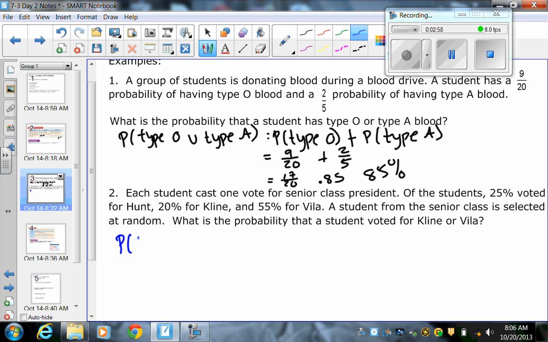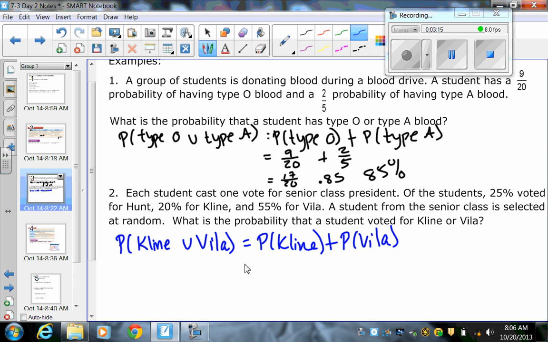So I have the probability of Klein or Villa is just equal to the probability of Klein plus the probability of Villa. So Klein had 20% and Villa was 55%. Add them together and we end up with 75%.